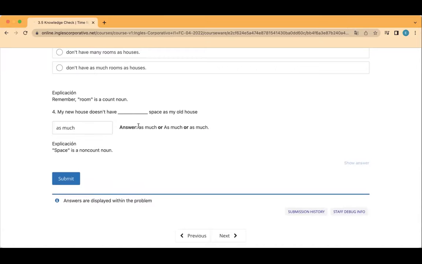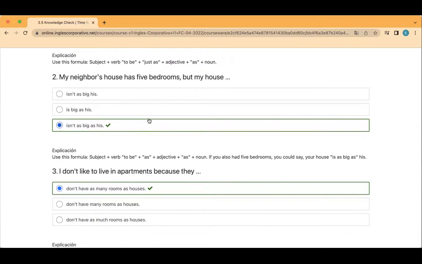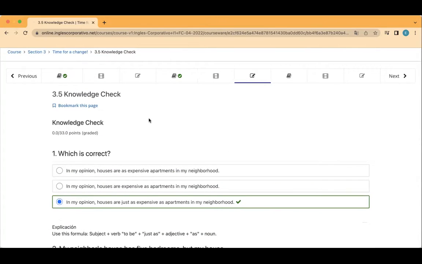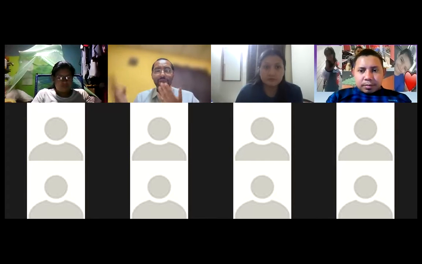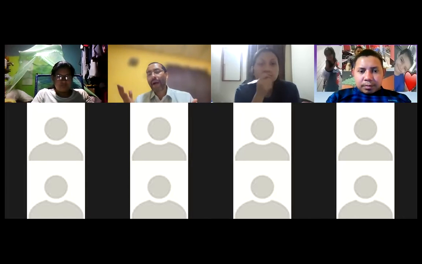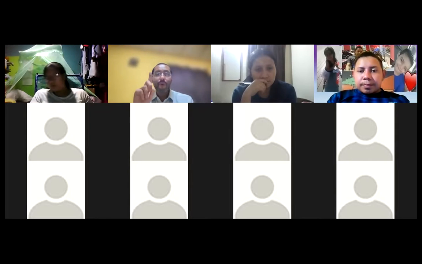Good, very good. So you can see number four is correct, as much. We see number three is correct. Number two is correct. And number one is correct. What is the difference? Remember, as is to compare apartments, houses, my mom's house, my house. Enough is for only one, okay? Much is for uncountable and many for countable.